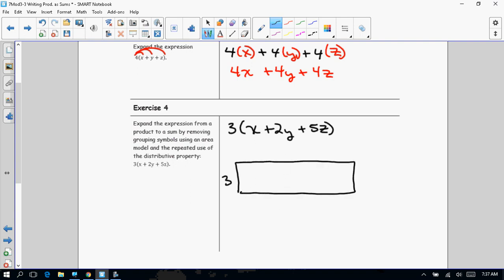We'll just put this into 3 parts, right? We're going to put the x here, we'll put the 2y at the top, and we'll put the 5z in the last spot, right? Just put each one. You can even put the little operations. I like to put the operations on the lines there, so that it makes it easy for me.